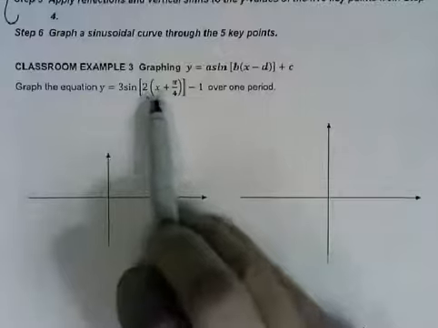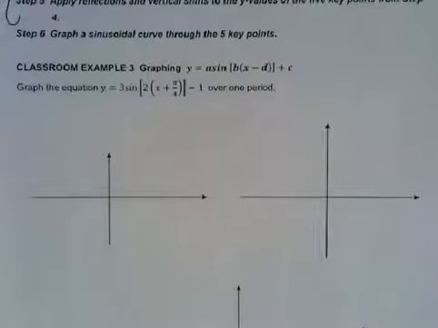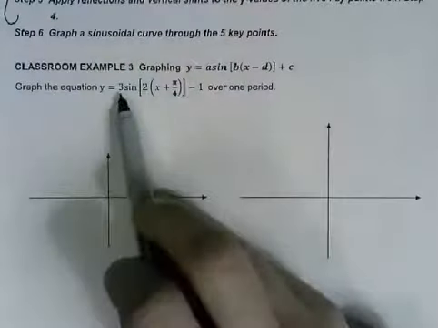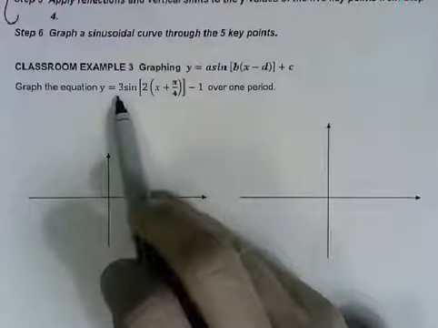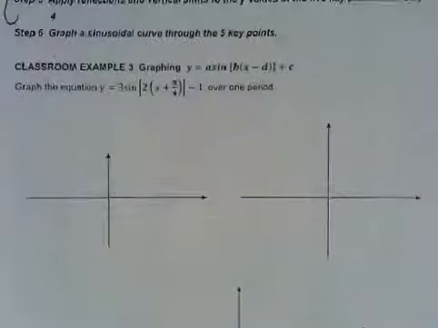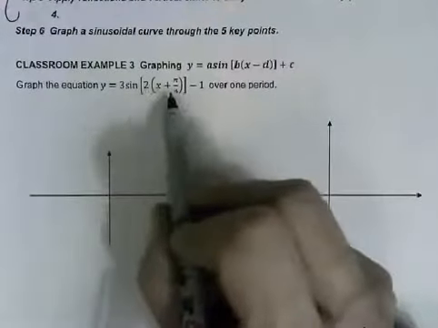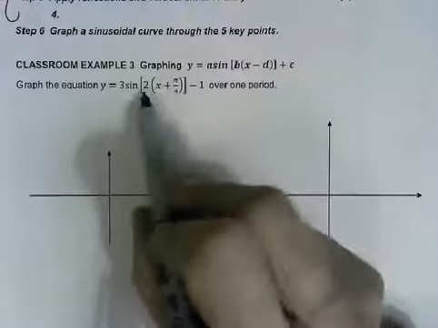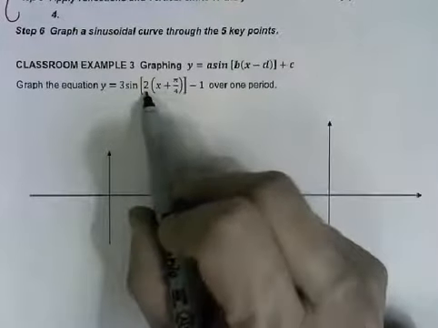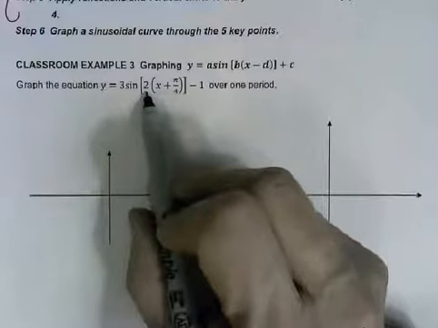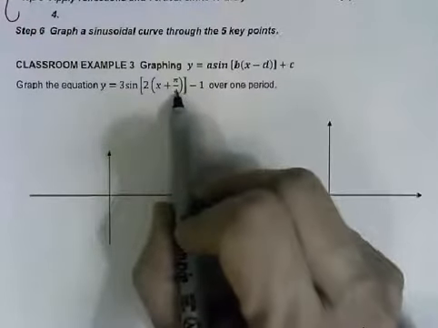So here's an example where we have almost every possible kind of transformation. The only thing that's not happening in this one is reflection because we don't have a minus outside of here. Let's start with our horizontal transformations. So we have 2 things going on inside of the function. We've got a multiplier of b equals 2 that's going to change the period, and then we do also have a phase shift.